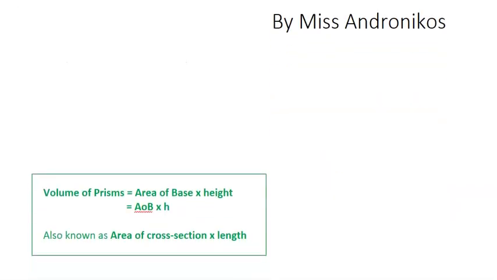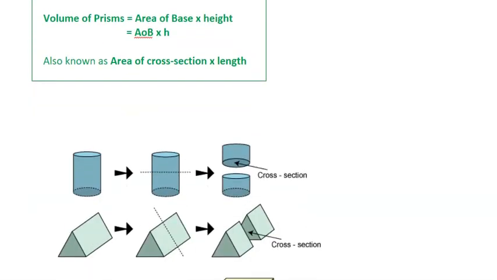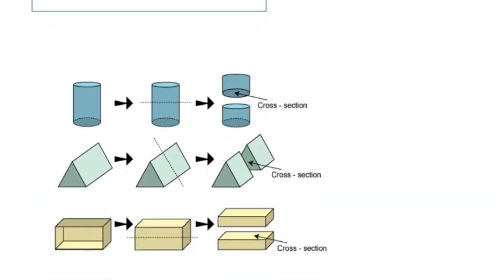Volume of prisms can be thought about in a couple of different ways. You've got area of base times height, or area of the cross-section times length. Let me show you what I mean. Have a look at this selection of shapes.